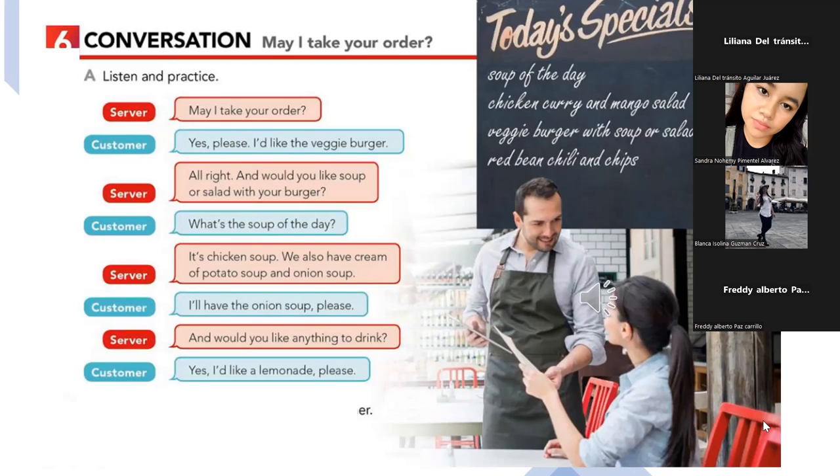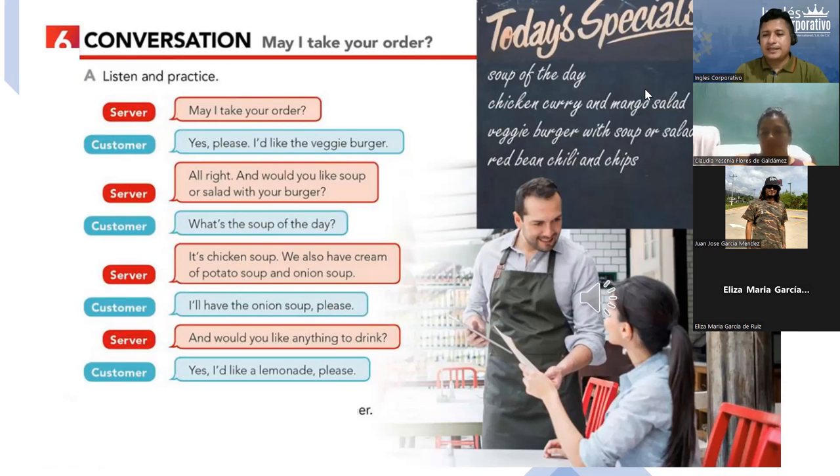Now I'm the server. Change roles. May I take your order? Yes, please. I'd like the veggie burger. All right. And would you like soup or salad with your burger? What's the soup of the day? It's chicken soup. We also have cream of potato soup and onion soup. I'll have the onion soup, please. And would you like anything to drink? Yes, I'd like a lemonade, please. Thank you. Okay, somebody else?